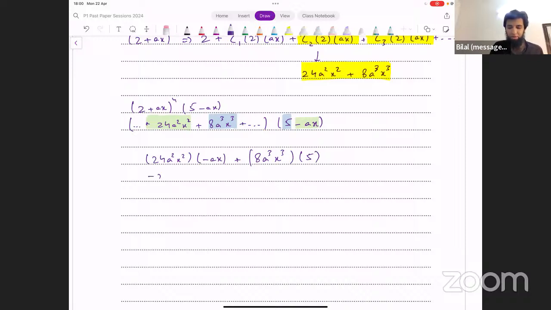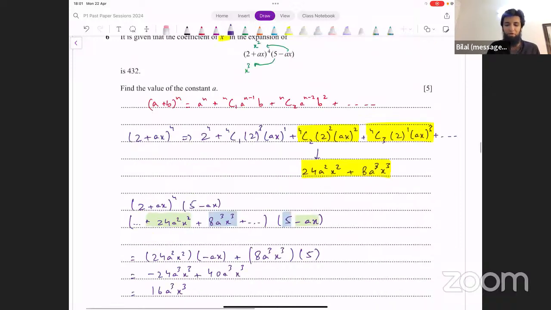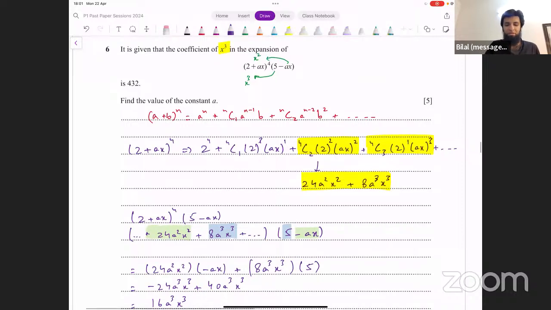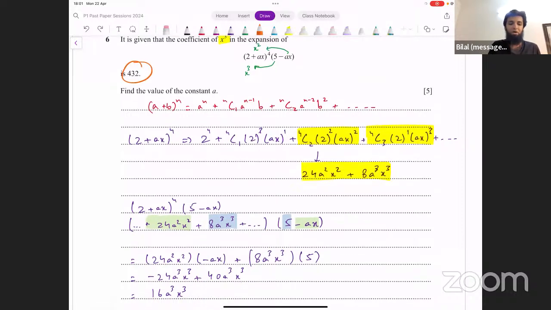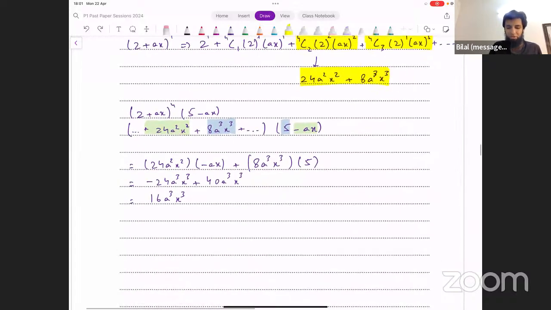What do we get? Minus 24a cubed into x cubed plus 40a cubed into x cubed. Let's simplify this. This gives us 16a cubed into x cubed, and we've got the coefficient of x cubed that we were looking for. They told us that the coefficient of x cubed in this expansion is supposed to be 432. So all we have to do now is equate this to 432 and see what that gives you.